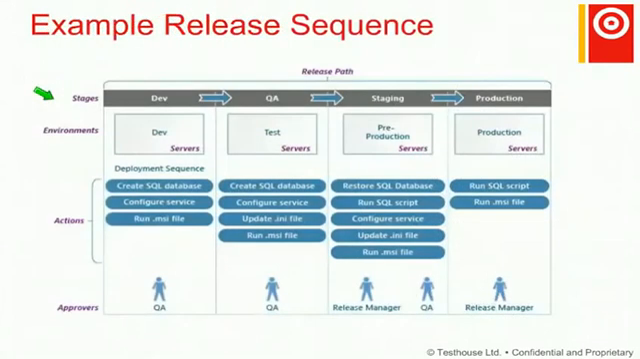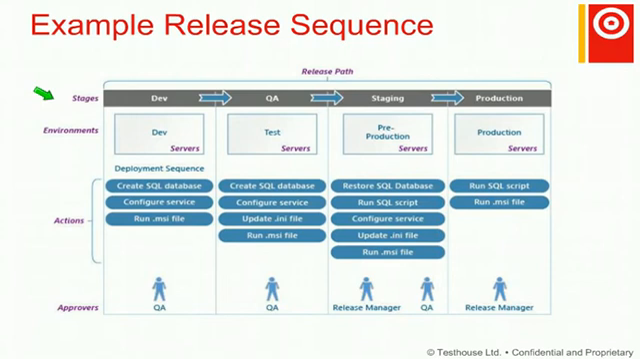Now, in an example release sequence, you say it's deployed to dev, and we want to create a SQL database, configure a service, and run an MSI file. And then QA approves that. And into the next stage, it goes into the test environment. You need to update an ini file, and that could be automated, as I said, by replacing tokens. And then it will deploy into staging.